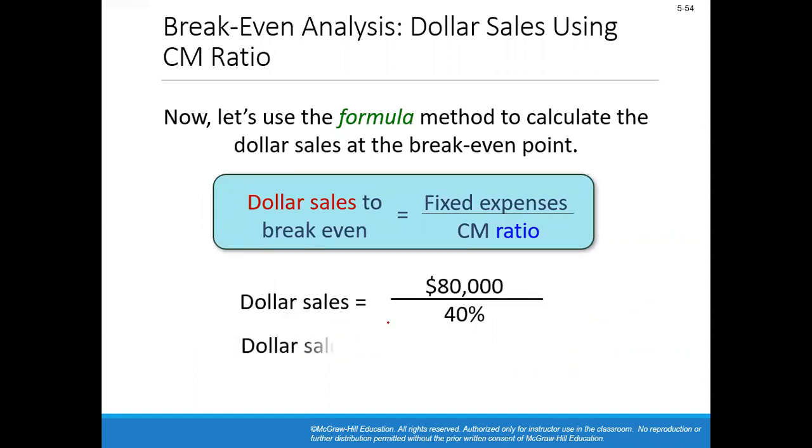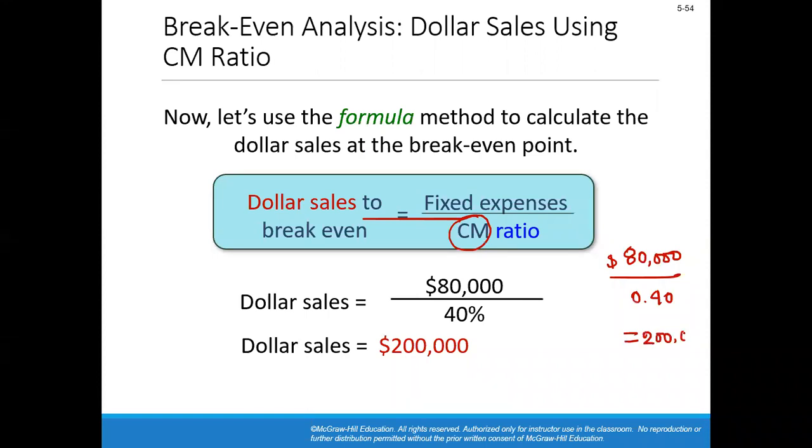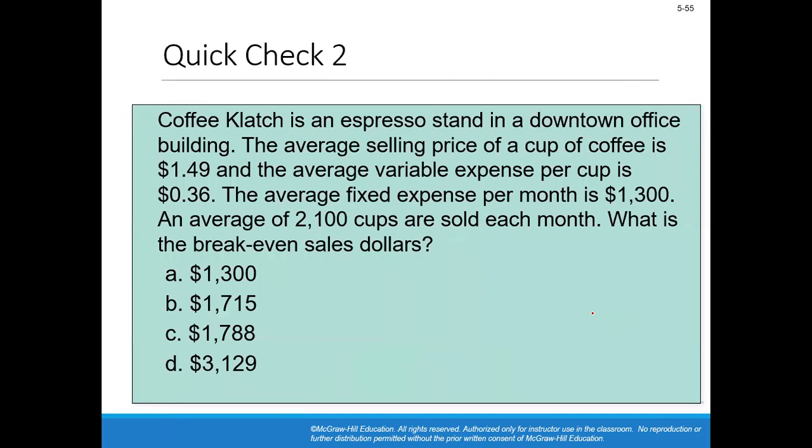Similarly, we can use the formula that we used for getting the break-even quantity. For the purpose of getting the dollar break-even sales, we need to express the fixed expense in dollars, which is 80,000. We know our contribution margin in terms of percentage, now you see what the difference is. We are not using the contribution margin in dollars. We are using the contribution margin ratio, 0.4. So this should be $200,000. Now the idea is which equation or formula you use depends on what the requirement is. Okay, so there is a quick check for you.